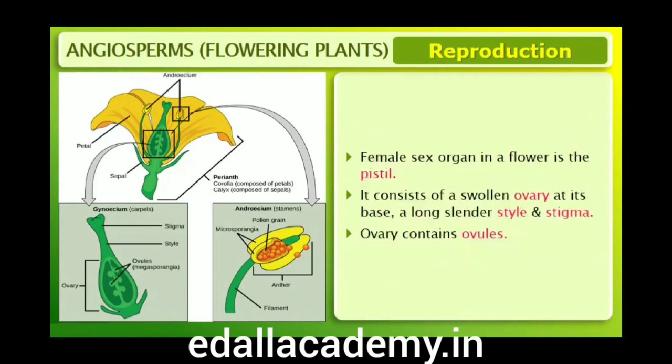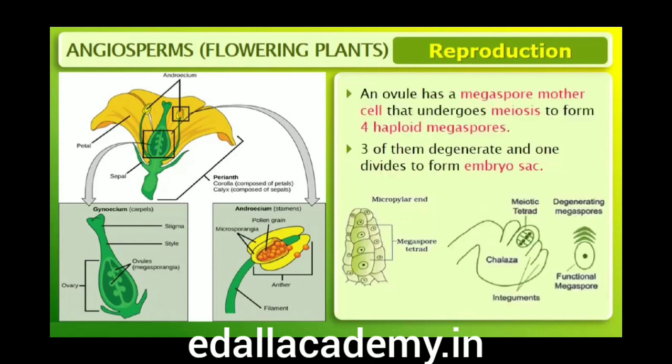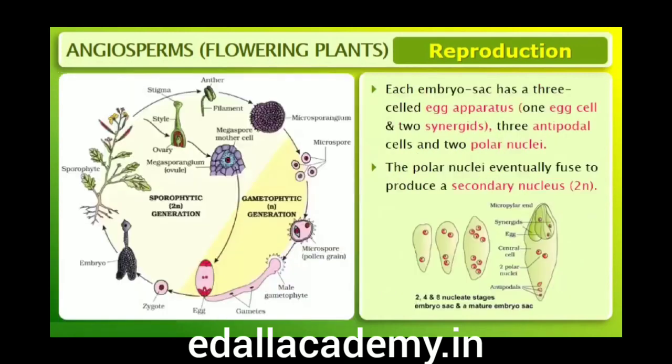The female sex organ in a flower is the pistil or the carpel. The pistil consists of an ovary enclosing one to many ovules. Within ovules are present highly reduced female gametophytes termed embryo sacs. The embryo sac formation is preceded by meiosis. Hence, each of the cells of an embryo sac is haploid. Each embryo sac has a 3-celled egg apparatus, 1 egg cell and 2 synergids, 3 antipodal cells and 2 polar nuclei. The polar nuclei eventually fuse to produce a diploid secondary nucleus.